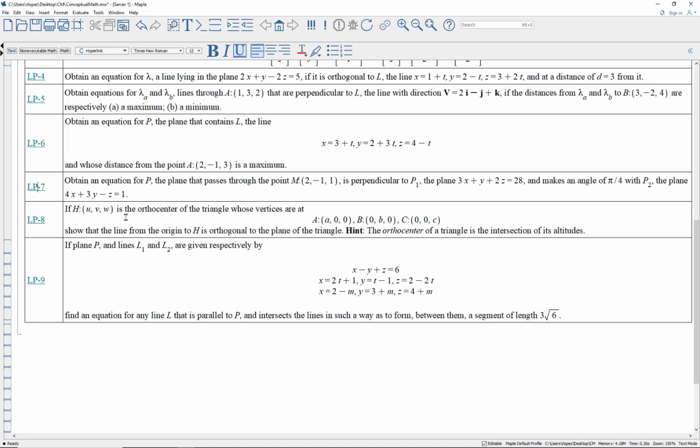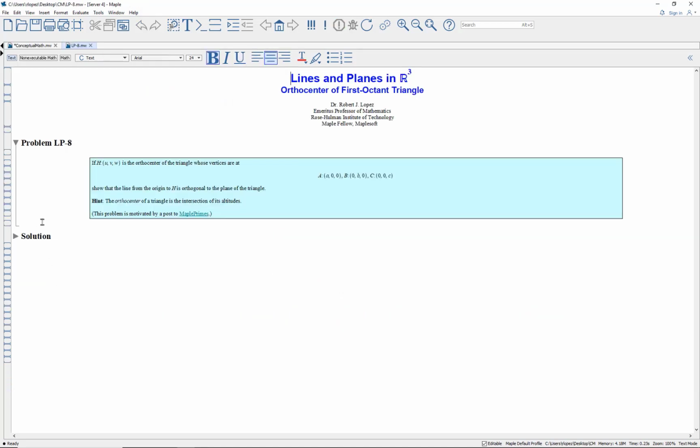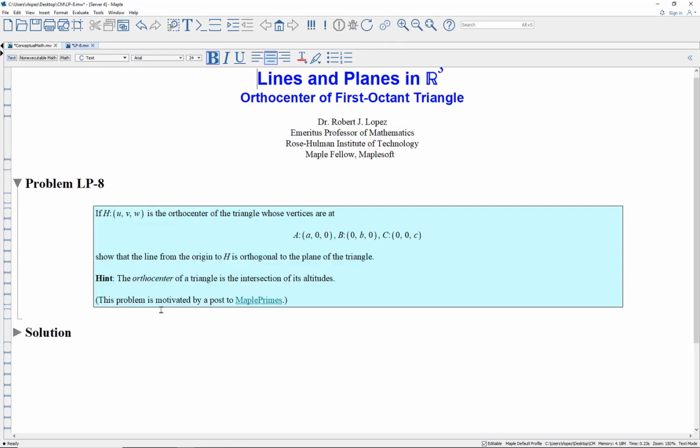They want to get the orthocenter of that triangle. Now, the orthocenter is the intersection of the altitudes. The line from the origin to the orthocenter is normal to the plane of the triangle. So let's hyperlink over here to the page where we do the work. Again, link to the original post.